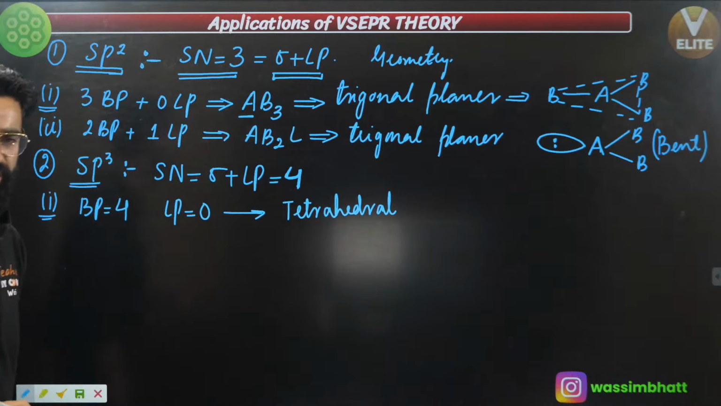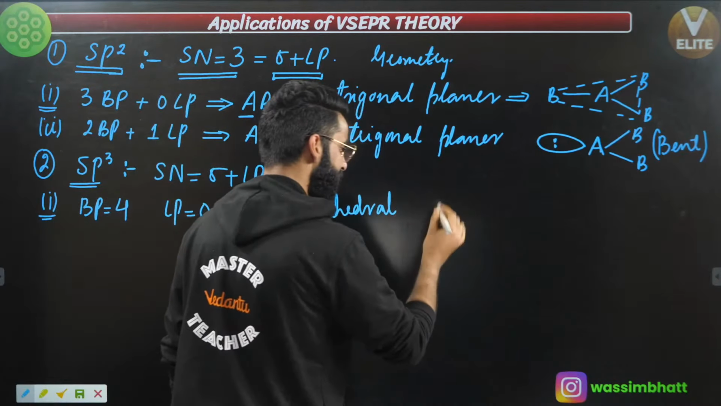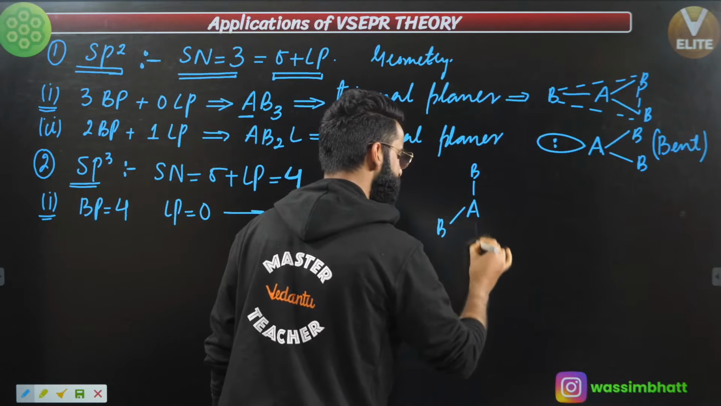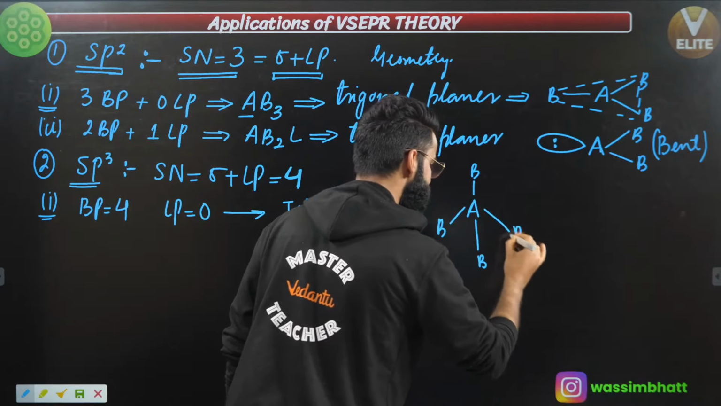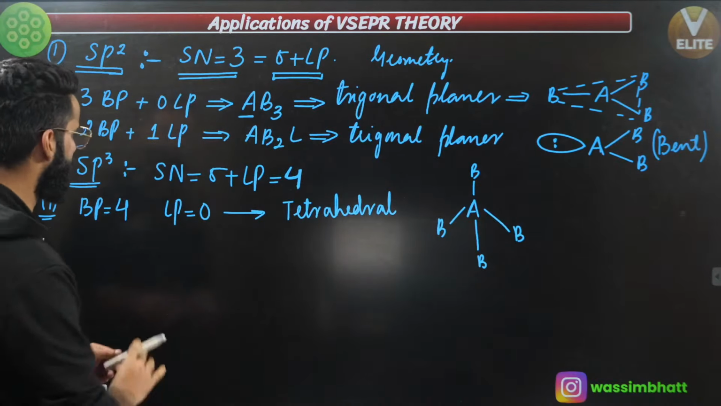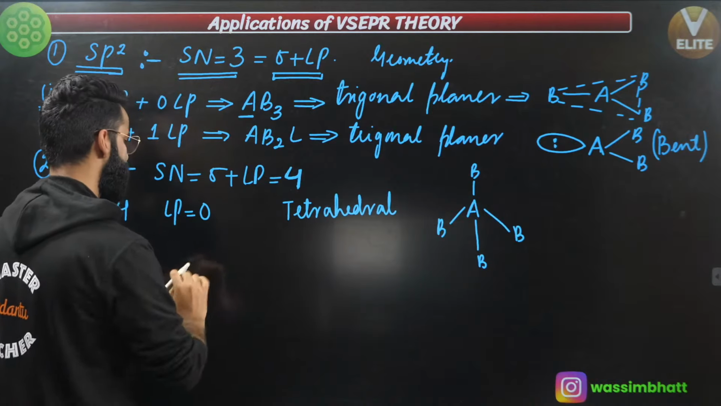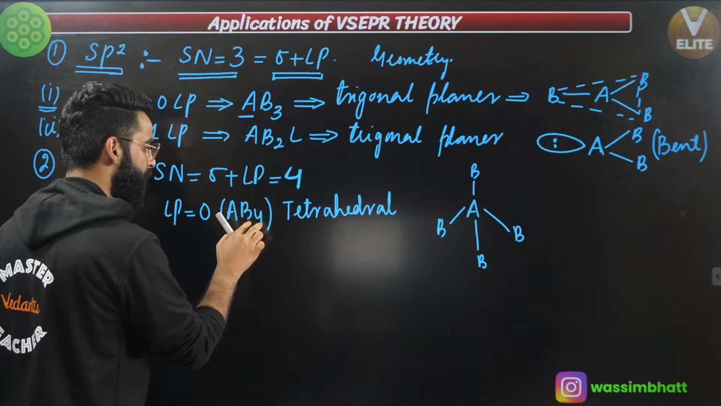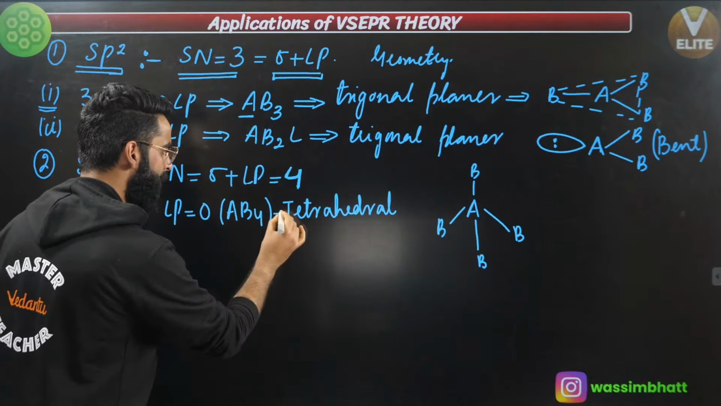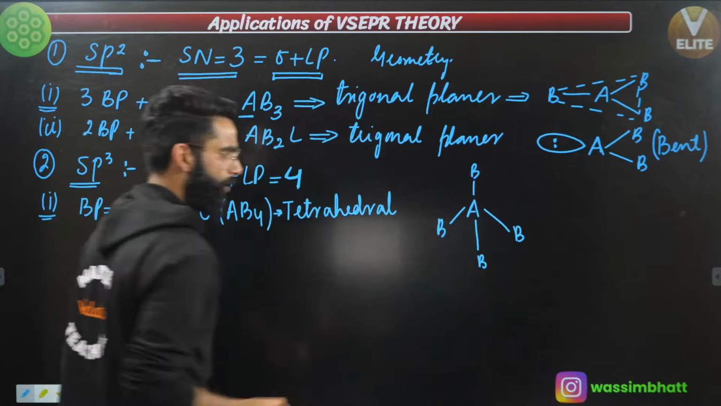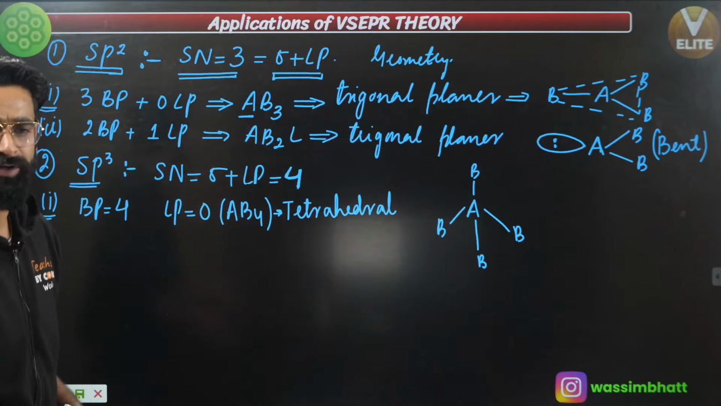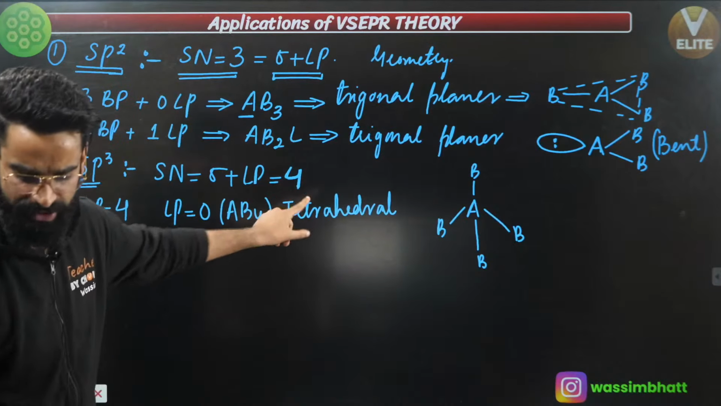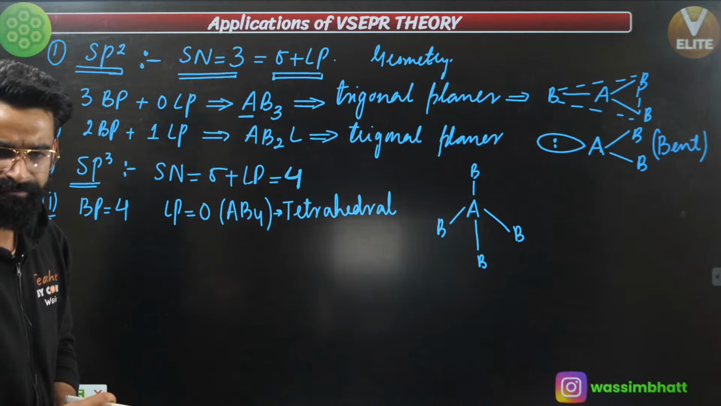What about its exact shape? So first of all, let me make its geometry. Its geometry is going to be like this. This is A, for example, this is B, and one more B, one more B, one more B, correct? AB4 type, right? I'm talking about the molecule which is of the type AB4. A is the central atom and it has got 4 bond pairs. There is no lone pair, right? So geometry is tetrahedral. Now talking about the shape: since lone pairs are 0, whatever is going to be the geometry, same is going to be the shape. So in this case, shape is also tetrahedral, yeah?